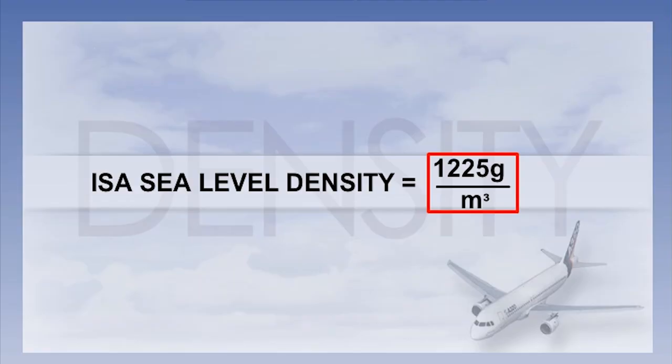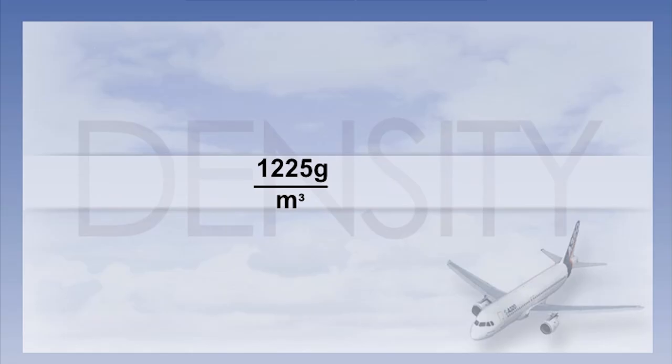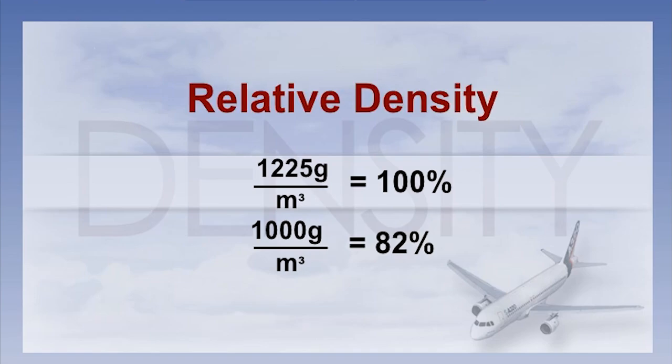If we know the standard sea level density in ISA, then we can use this as a benchmark to compare densities from other areas. So we take the density of 1,225 grams per cubic meter as 100%. If another area has a density of only 1,000 grams per cubic meter, then this density is approximately 82% of the ISA surface density. We call this expression of density relative density. We are comparing the density in one area relative to the density in ISA at sea level.